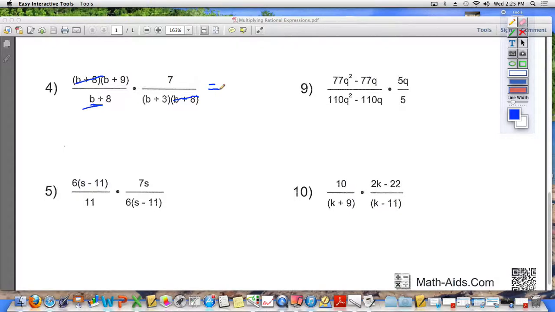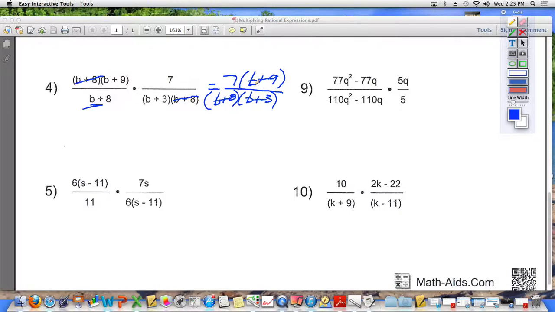What's left over? B plus 3 and B plus 8 on the bottom. In the numerator, we have a 7 and B plus 9. That's it. Nothing else is alike. Can't cancel out anything else.